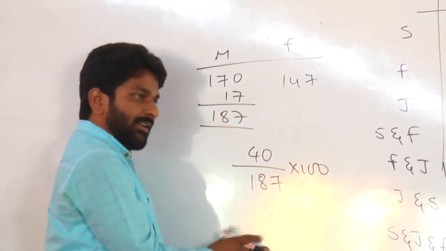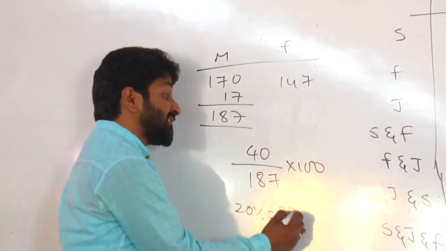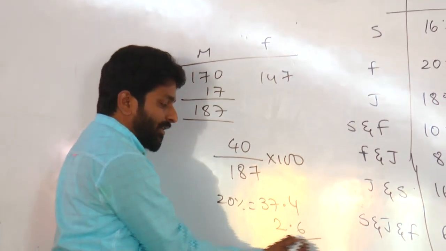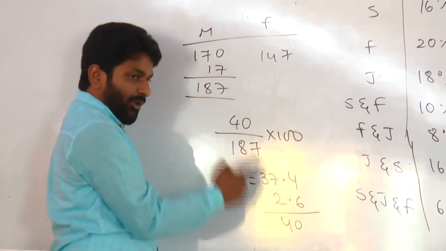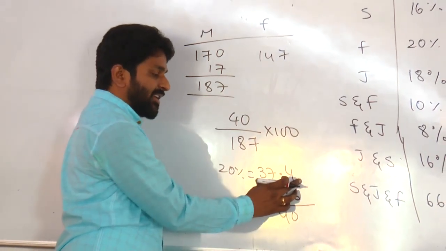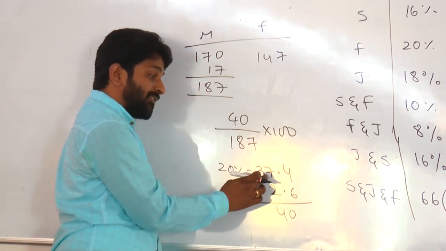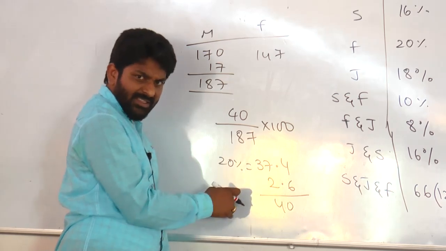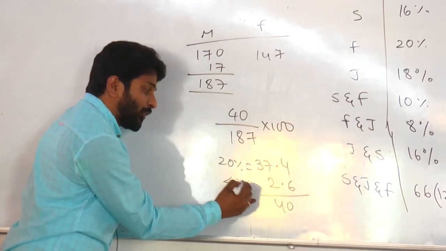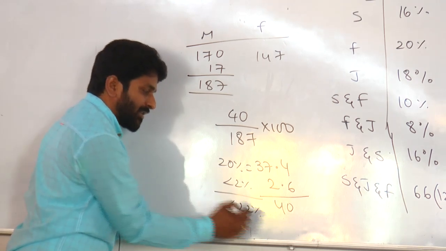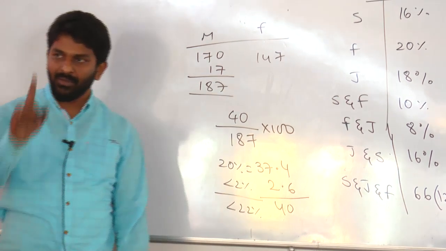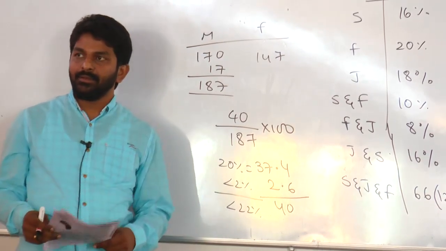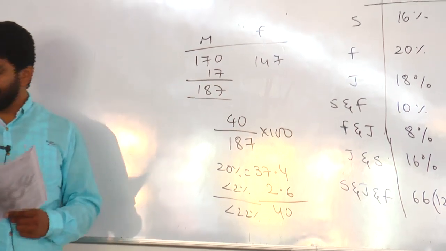Then 20%, 37.4. To this number, you need to add 2.6. Then that becomes 40, which is our numerator. 20% is 37.4. 2% will be 3.74. Do you need to add 3.74? No, less than that. In the sense you need to add less than 2%. Answer will be less than 22%, but more than 20%. How many options are there? Only one, 21% is our answer. Got it? Clear? Next.